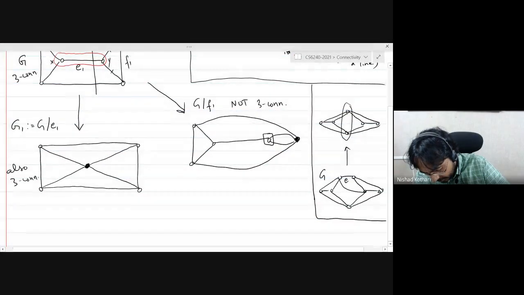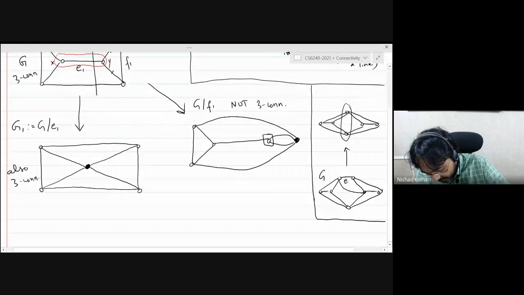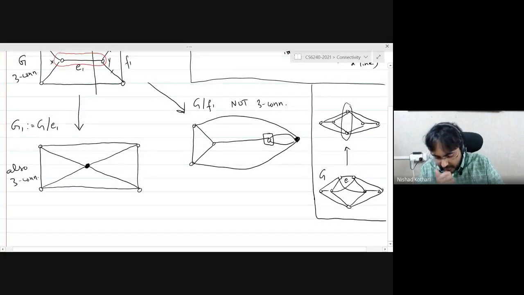So let me put this edge here. Let me put this edge here. Now is this graph 3 connected? Does anybody see a 2 vertex cut in this graph? Oh, but now I get parallel edges. Okay. Good. Okay, so that's a good question. I don't know the answer to your question.